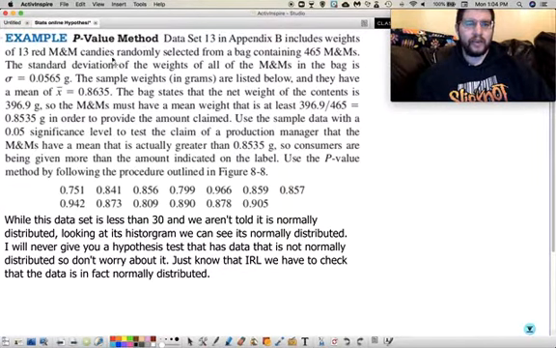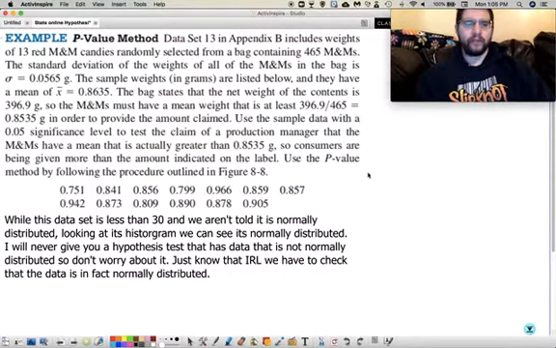So we've got 13 red M&Ms from a randomly selected bag containing 465 M&Ms. The standard deviation of the weights of all M&Ms in the bag is 0.0565 grams. The sample weights in grams are listed below, and they have a mean of 0.8635. The bag states the net weight of the contents is 396.9 grams. So if we divide that by the 465, the number of M&Ms in the bag, we get 0.8535 grams in order to provide the amount claimed. Use the sample data with a 0.05 significance level to test the claim of a production manager that the M&Ms have a mean that is actually greater than 0.8535. So consumers are being given more than the amount indicated on the label.